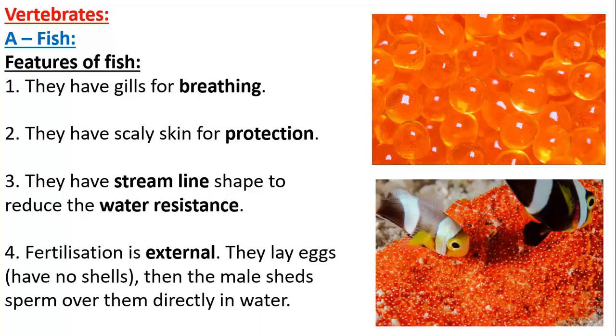They have a streamlined shape to reduce water resistance. When they swim, they need their very narrow and thin body to reduce the water resistance. Imagine if the fish was very broad. The resistance of the water would be very, very strong. So this will make swimming harder and need more energy. That's why they have the streamlined shape.